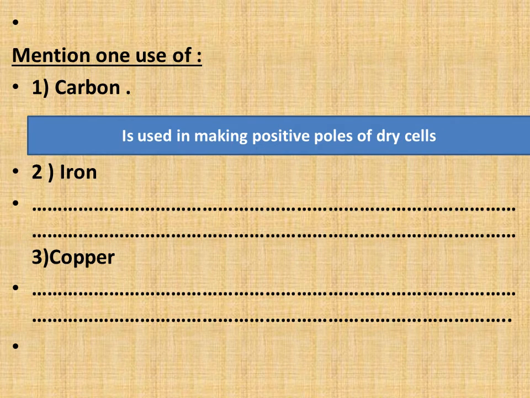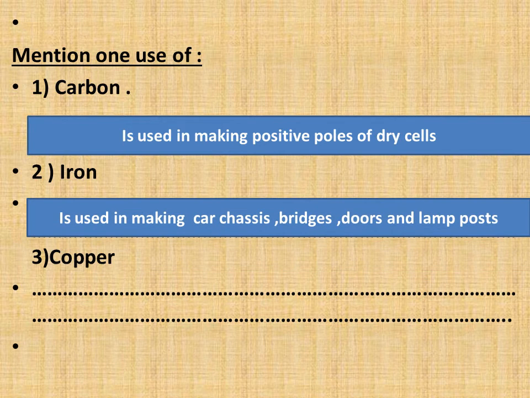Number 2, iron. Is iron metal or non-metal? Iron is a metal, so iron can be bent and reshaped, is a good conductor of electricity and heat, and has a high melting point, so we use iron in many fields. So we use iron in making car chassis, bridges, doors, and lamp posts.